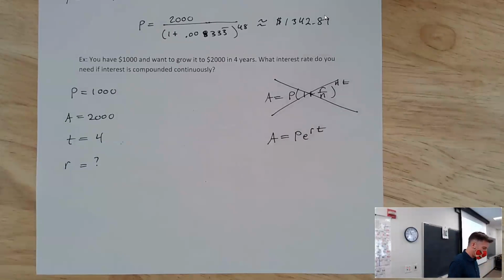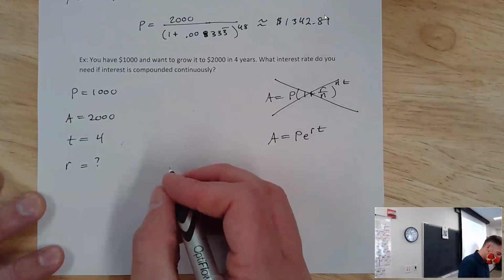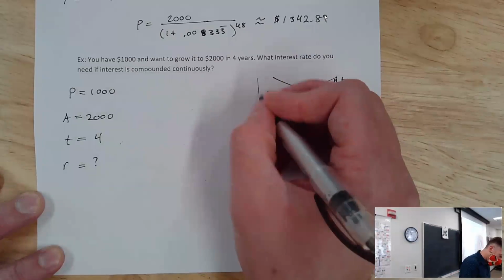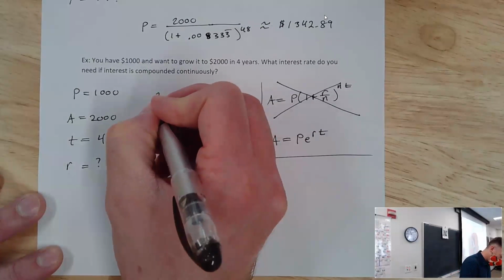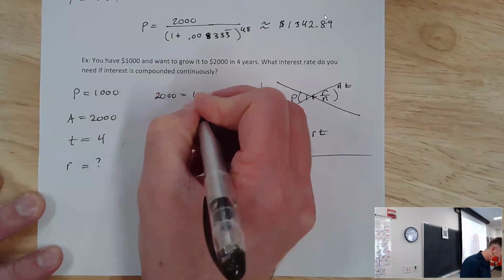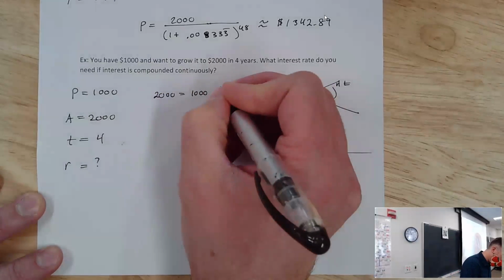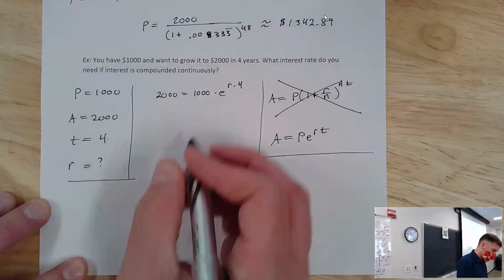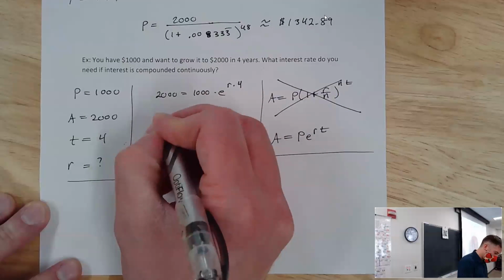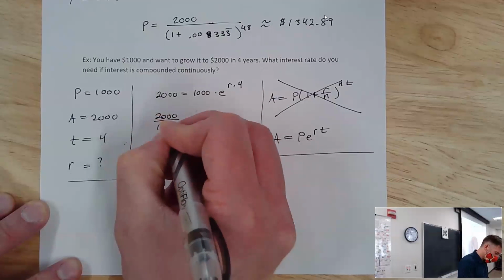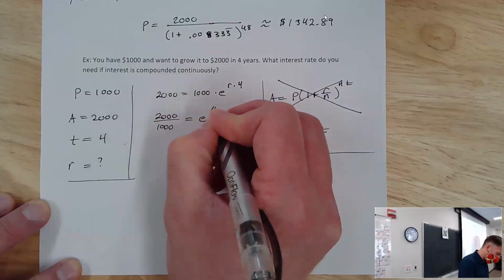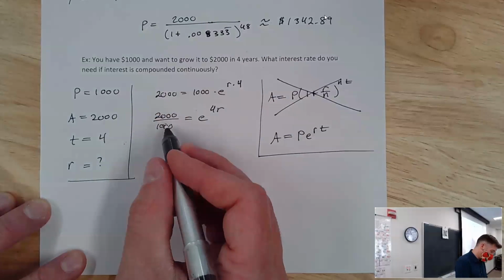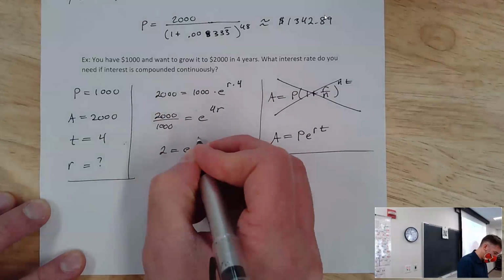So that's what we're doing. We're trying to find the interest rate we need to double our money in 4 years. So let's put it all into the formula. We've got 2,000 equal to 1,000 times e to the r times our t value, which is 4. And we're just going to solve this in the usual way. Divide both sides by that coefficient. 2,000 divided by 1,000 equals e to the 4r. That's 2 on the left.